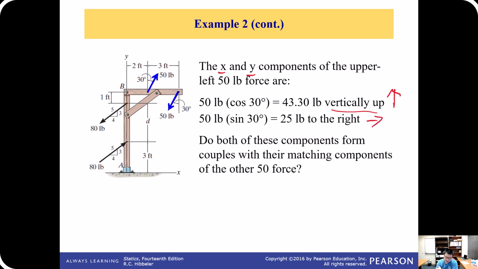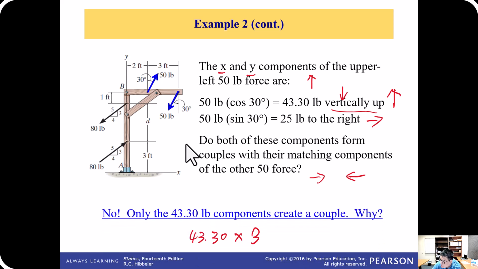My next question is, do both of the components form a couple with their matching components of the other force? The answer is no. Only the 43.3, the vertical up component, together with its match causes the couple. What happened to the other? For the X direction, the distance will be 0, so it doesn't cause any moment. That's why we only need to consider the 43.3 times its perpendicular distance, which is 3. That's the couple moment magnitude.